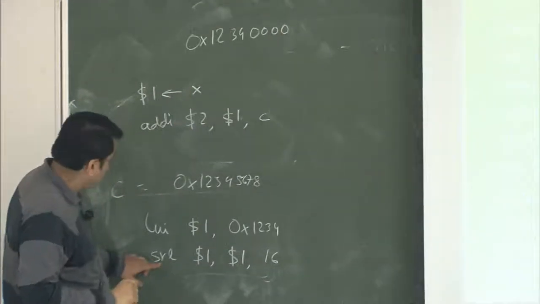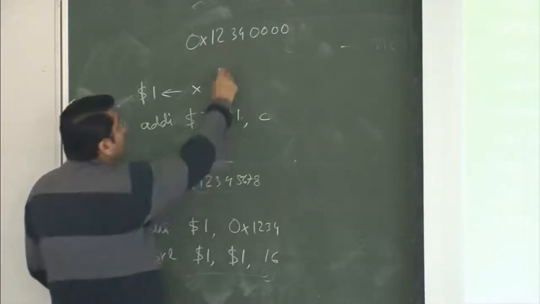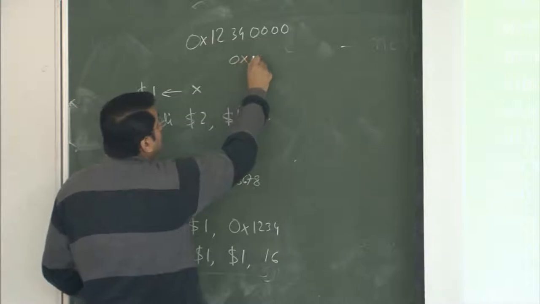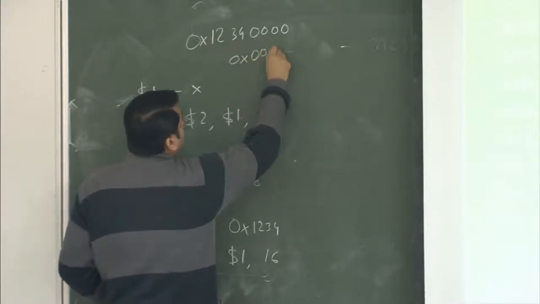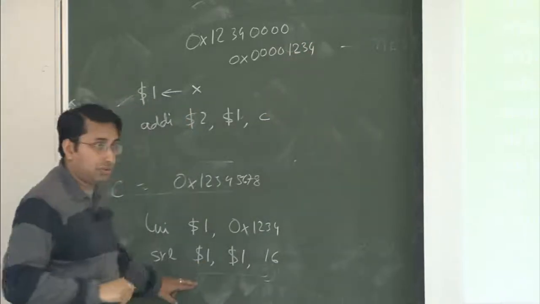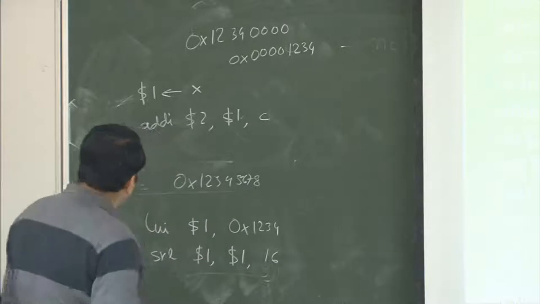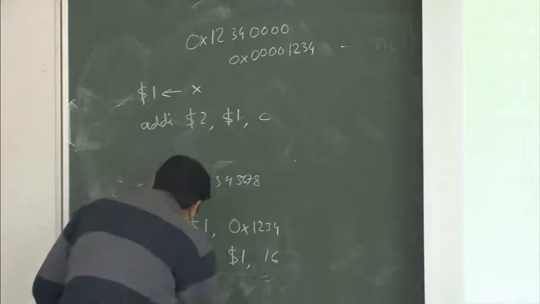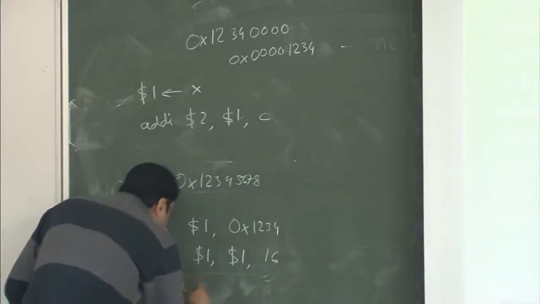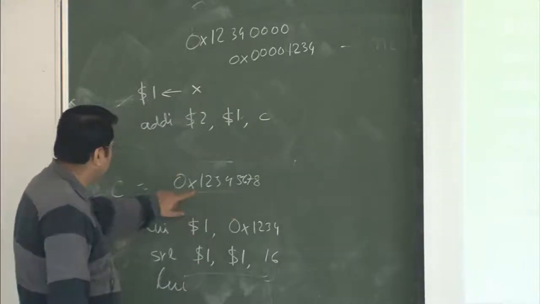Now I shift it by 16 bits. What do I get? You get 0, 0, 0, 0. That's what dollar 1 is. Okay, then what do you say? I want this value, remember that, okay?